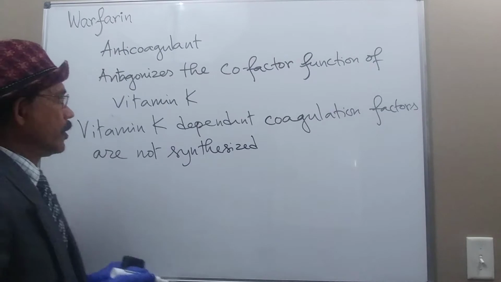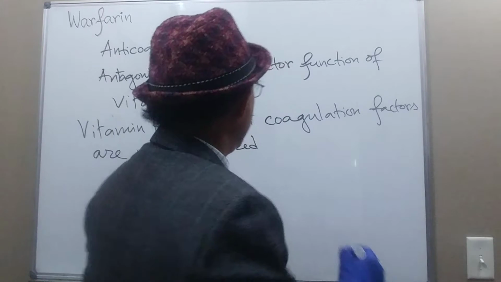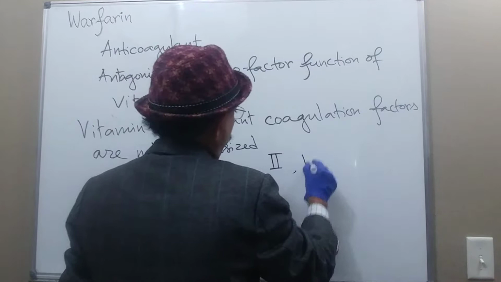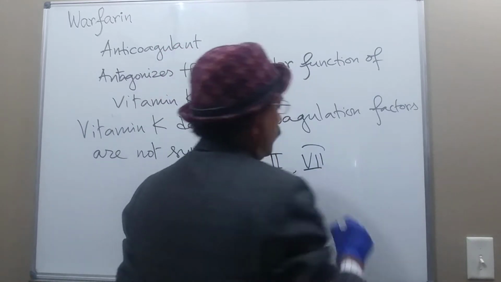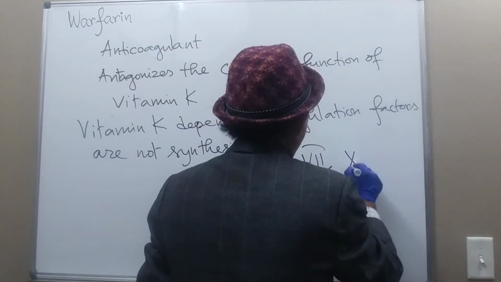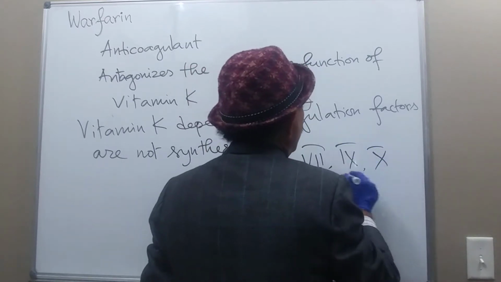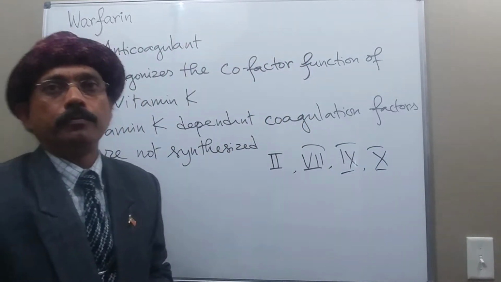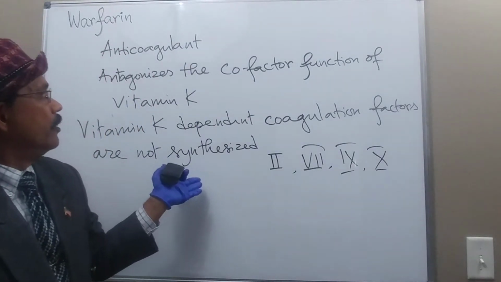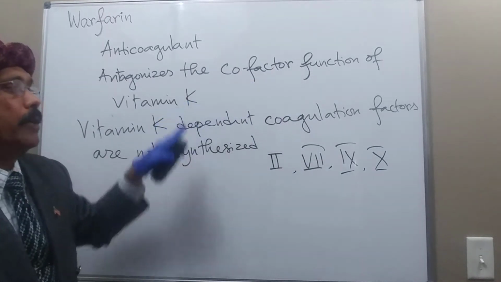Okay, what are the vitamin K dependent blood clotting factors? These are factor 2, factor 7, then factor 9 and factor 10. So these blood clotting factors cannot be synthesized by the liver because they need the cofactor function of vitamin K.